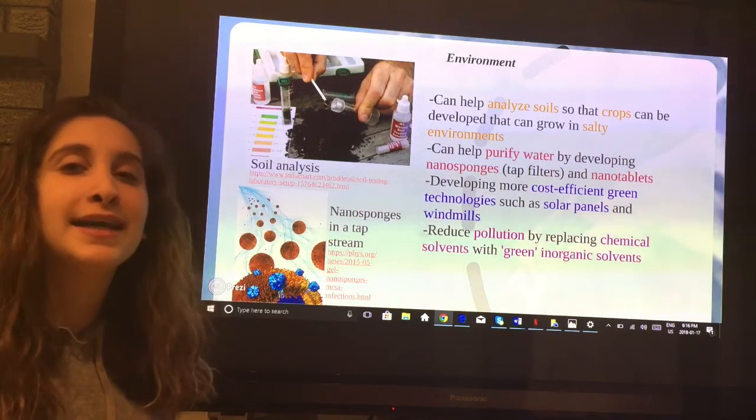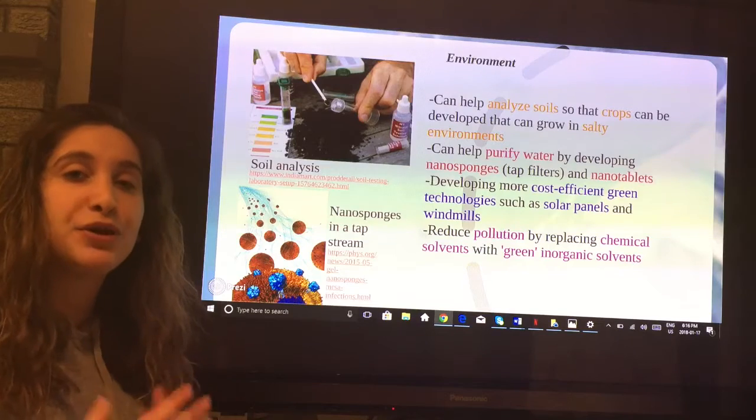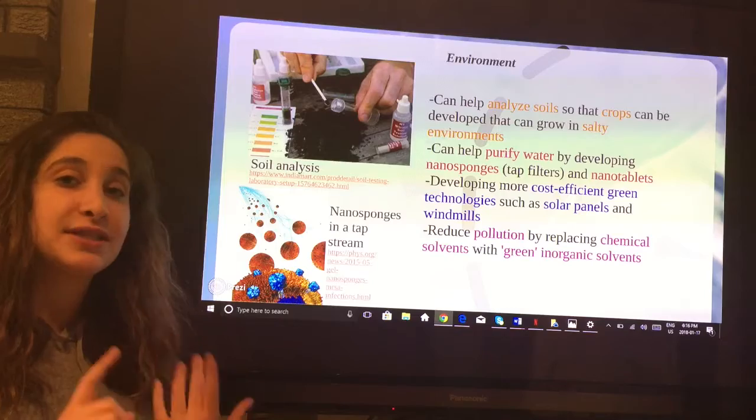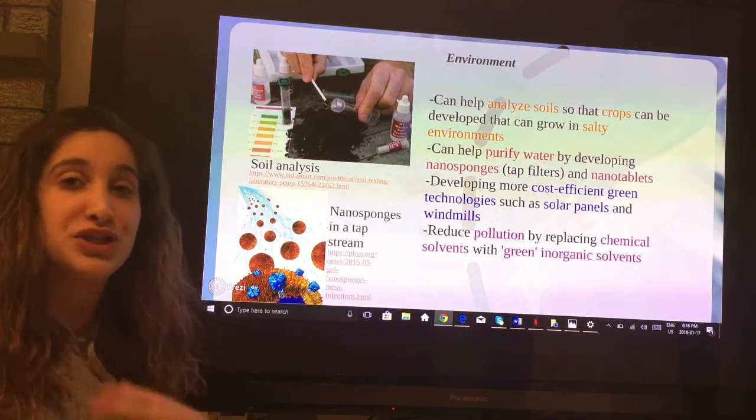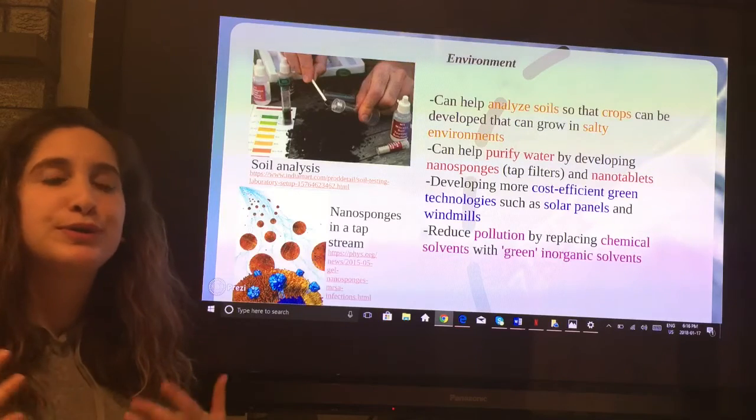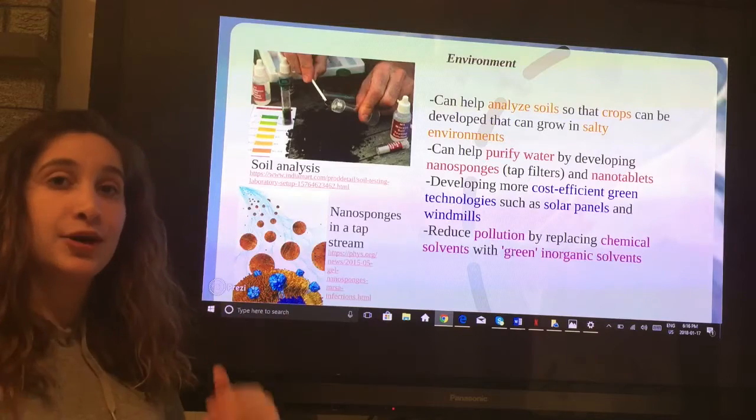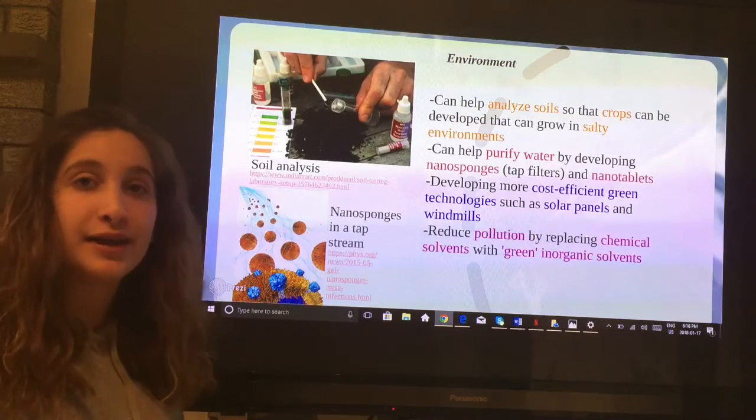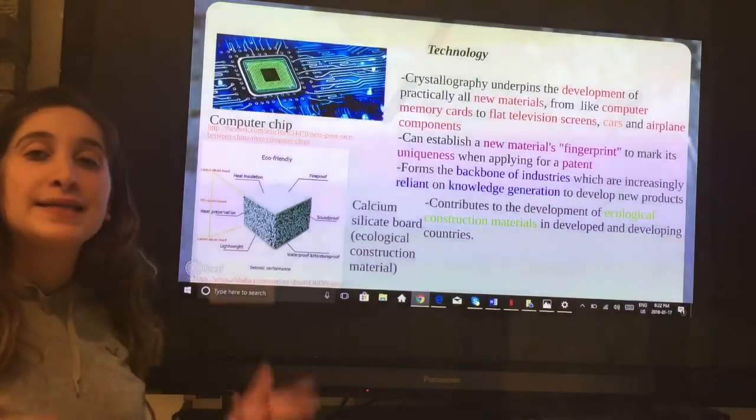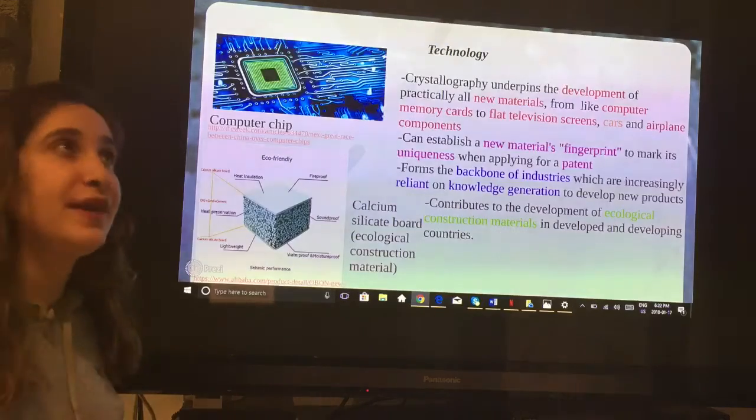As well, crystallography can help improve things like water quality because they can develop new materials that actually will purify water for months at a time, such as nano sponges and nano tablets, which purify tap water. As well, crystallography can help reduce pollution by replacing chemical solvents with green inorganic solvents that are made from ionic liquids and carbon dioxide.